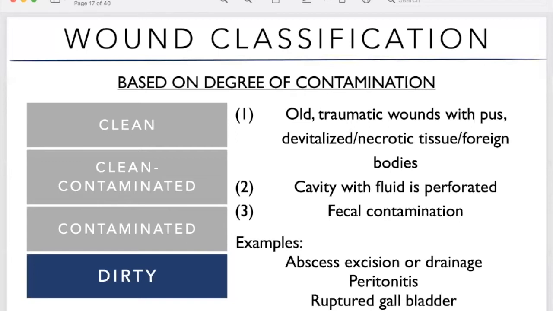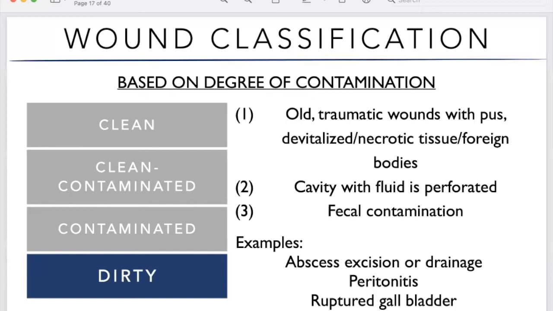cavity with fluid that is perforated, right? For example, your patient is a cat kung saan blocked yung urethra niya. Okay? Meron siyang stones. So, ang laki-laki ng bladder niya. Okay? And then that was not resolved. The owner didn't know what to do. They did not go to the vet. So, the bladder burst. Okay? So, that now is a dirty wound.